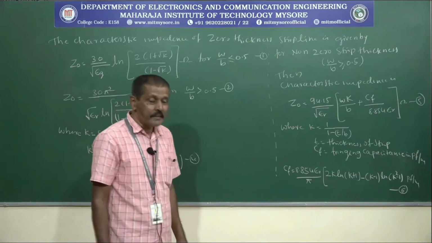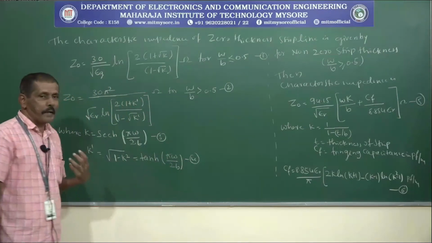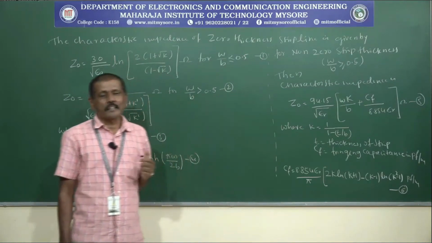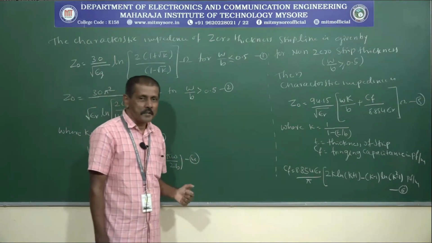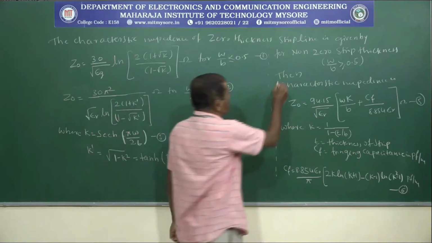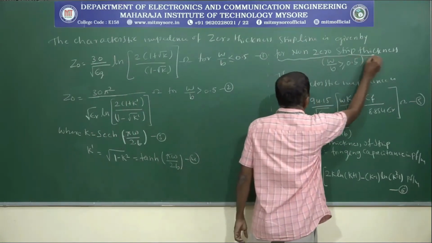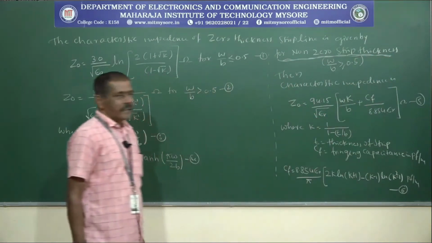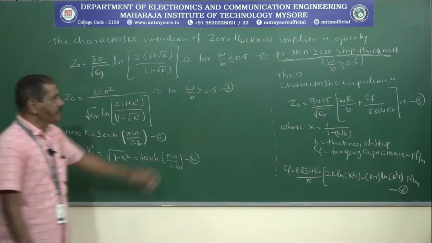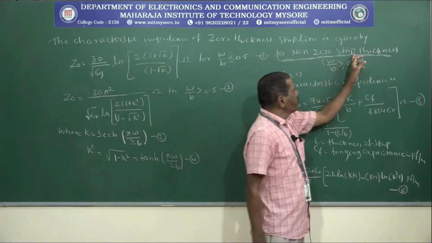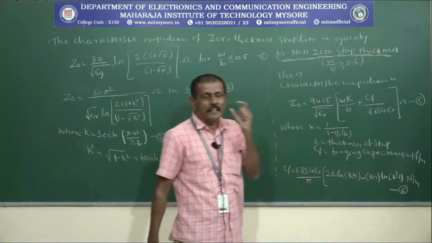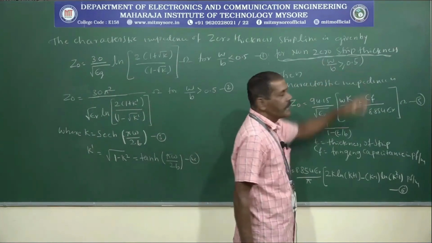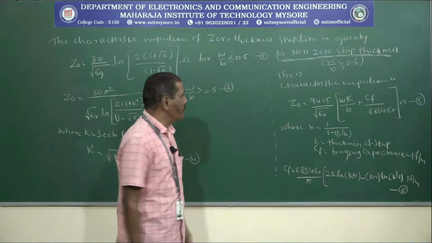Once you calculate the characteristic impedance of zero thickness strip lines, let us calculate the characteristic impedance of non-zero thickness strip lines. For non-zero strip thickness, that is, where the strip has a certain thickness, W by B is greater than or equal to 0.5.